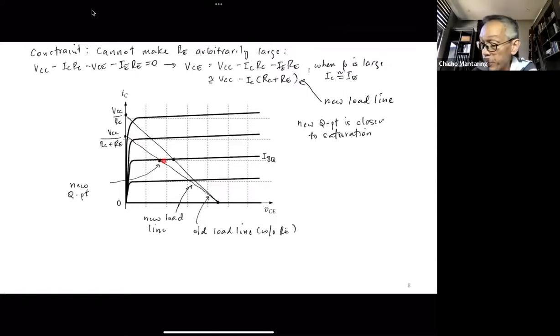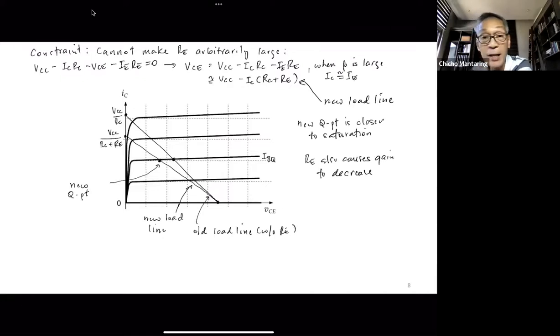So when my input changes, there's a higher probability that I will hit saturation right away than here in my old Q point. Later on, you're going to see that because of R of E, my gain will also decrease. R of E also causes the gain to decrease. Actually, you can see that partially here.